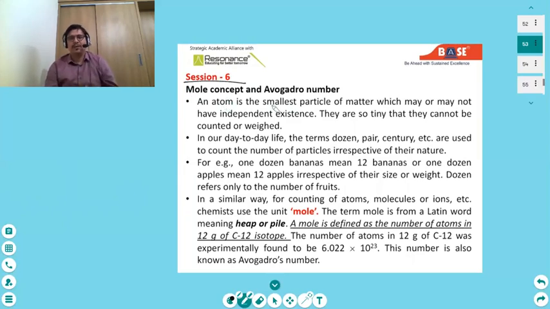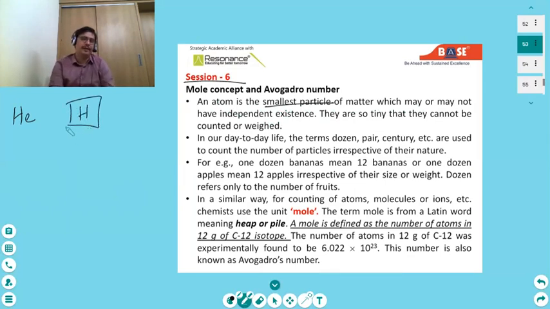So an atom, you know, it is the smallest particle of the matter. Matter is something which occupies space, has mass, offers resistance, and is perceived by the sense organs. So an atom is the smallest particle of matter which may or may not have independent existence. So this point is important, that they may or may not have independent existence. For example, if I write helium, it has an independent existence, whereas hydrogen I cannot write like this, because hydrogen is not stable in its atomic form on Earth's surface.